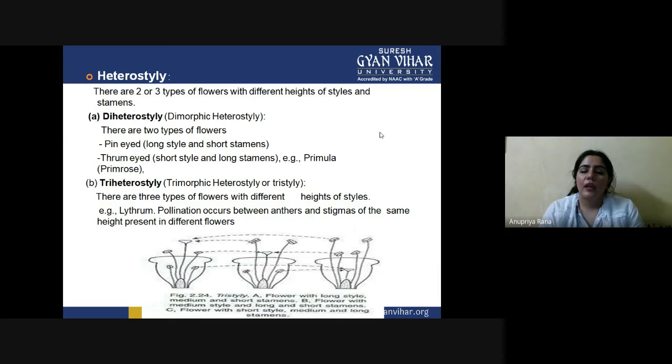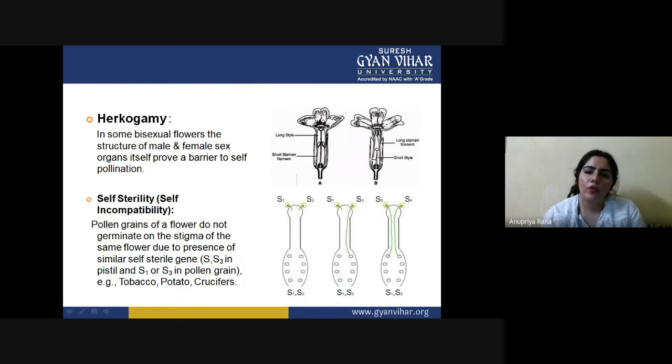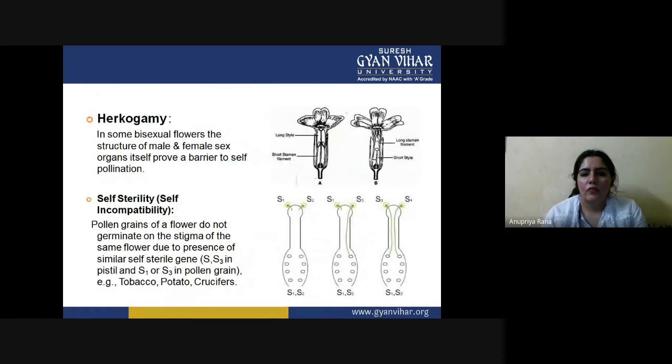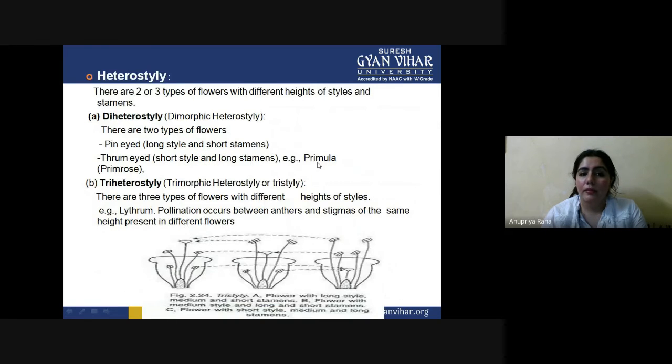Heterostyly. Sometimes there are two or three types of flower with different heights of style and stamen. So this can also lead to cross-pollination. How? Like dimorphic heterostyly, meaning there are two types of flower: pin-eyed, with long style and short stamen; and thrum-eyed, with short style and long stamen. This is the same which I already told you in this diagram.